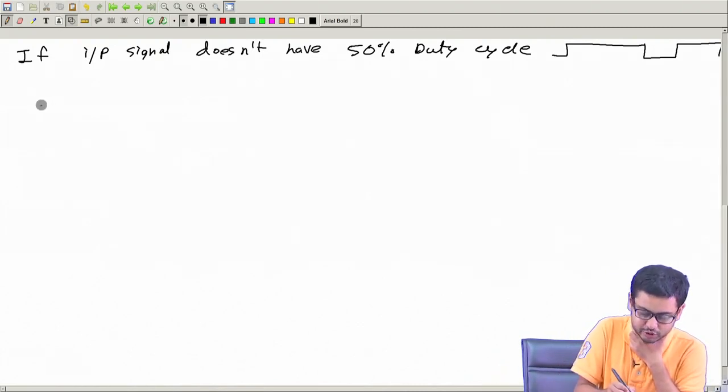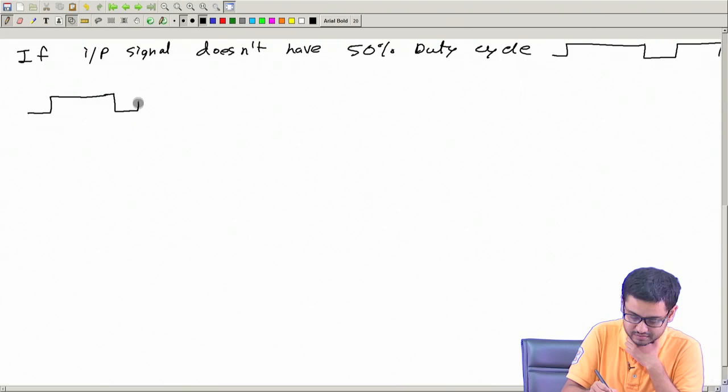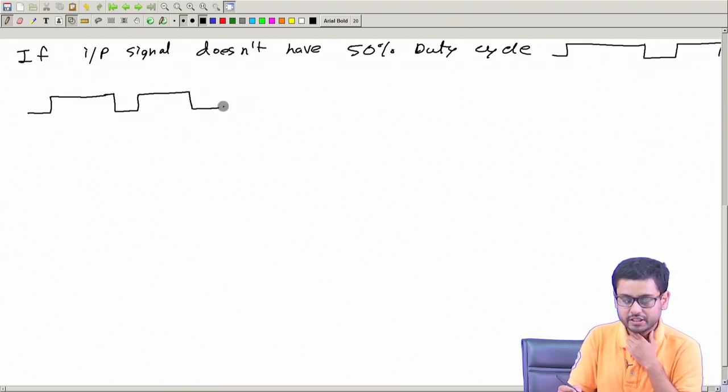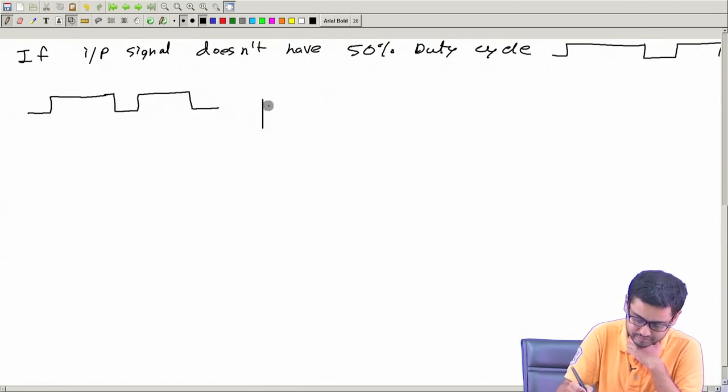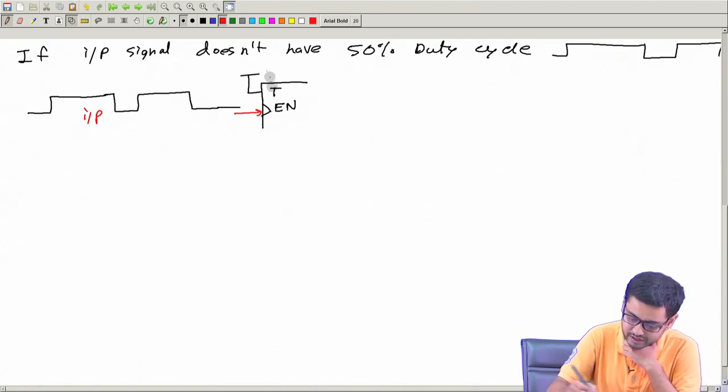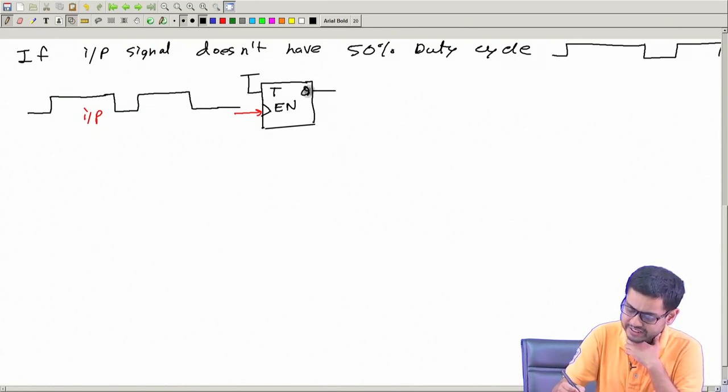The trick is simple. Then you take this input signal and pass it through a flip flop like this. So, let's take a T flip flop. With toggle set to 1, and here you give the input to the enable. Okay. So this input you give to the enable. Now what will happen? How the output will look like? The output Q will change at every rising edge, right? This is a positive edge triggered flip flop. So at every rising edge, Q will change.